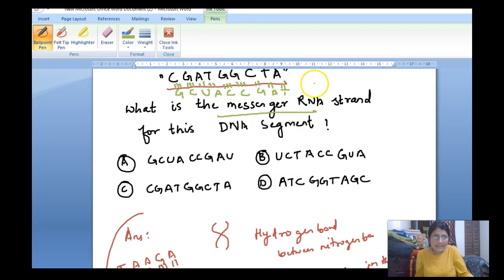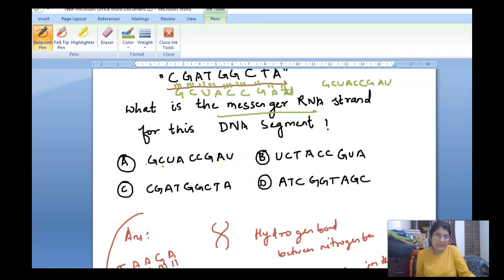So the overall sequence we got here is GCUACCGAU. Now it is asked, what is the messenger RNA strand for this DNA segment? When we look at option A, it is exactly the same as what we have found, that is GCUA CCGAU.